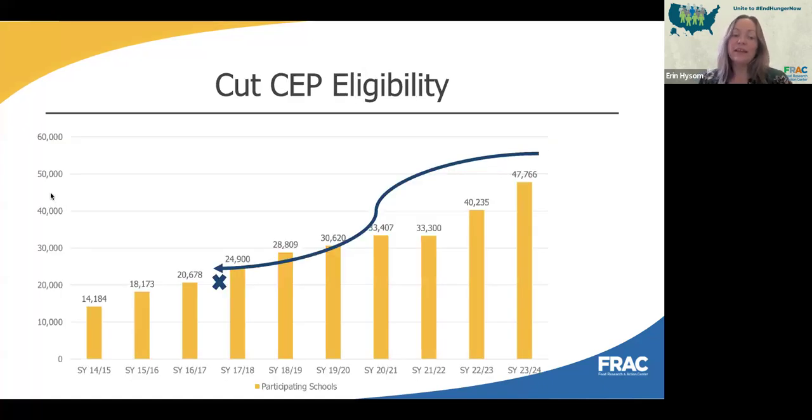If you take a look at that, this was our chart looking at CEP adoption, school level adoption over the last decade. That cut to raise the identified student percentage, or the eligibility threshold to participate, from 25% to 60% would take us all the way back to school year 17-18. That's how many schools would no longer be eligible to participate in CEP. Next slide, please.